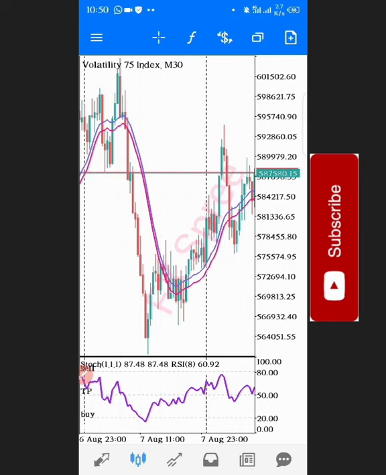M30, that is the 30-minute time frame, and the zoom level is going to be zoom level 3. You zoom in 3 times. That is when you have a clear view of what you are going to trade.